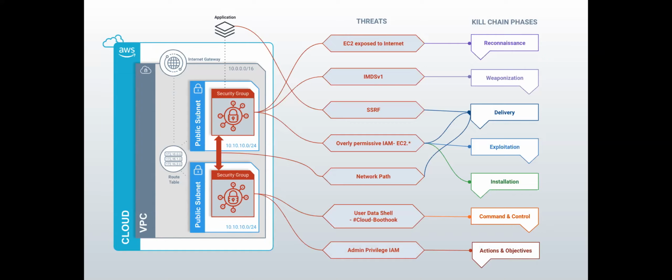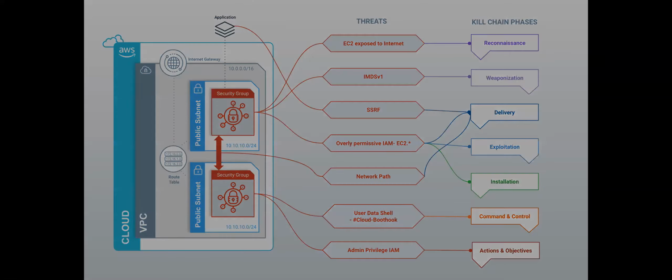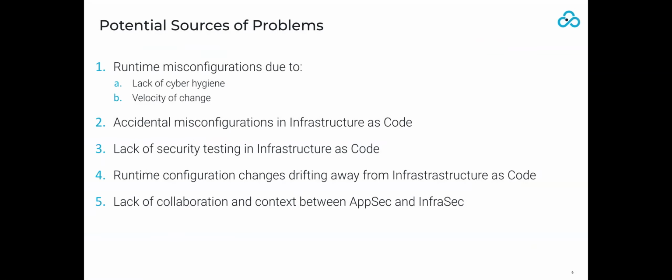How did we end up here? What about the defense side of things? How can we create this threat model just by analyzing infrastructure as code? Let's look into some of the potential sources first: why such misconfigurations actually get introduced into your cloud environments.